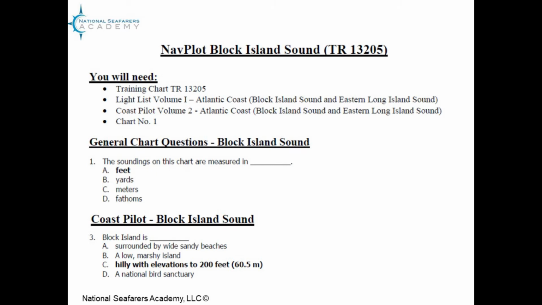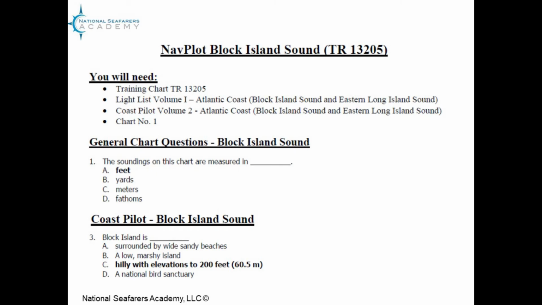The first question you can see is going to be a general chart question, and it reads, the soundings on this chart are measured in, and it gives feet, yards, meters, and fathoms. So again, if we look at the training chart, we'll be able to determine what the sounding datum is and answer the question. The second question you can see is a Coast Pilot style question. It says Block Island Sound is, and it's blank, and we're trying to answer the question based on the description. You can tell that's typically a little bit more information than is typically presented on a chart.